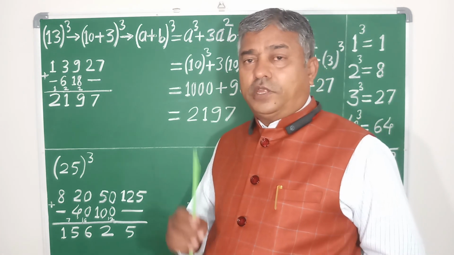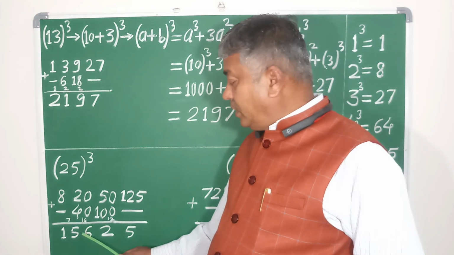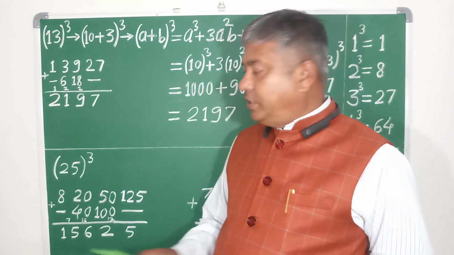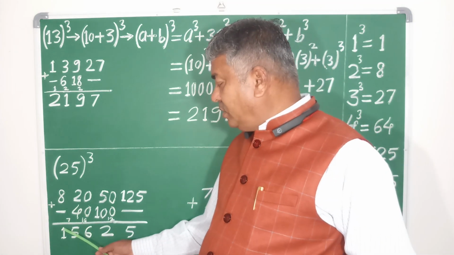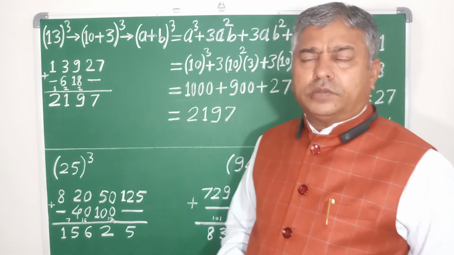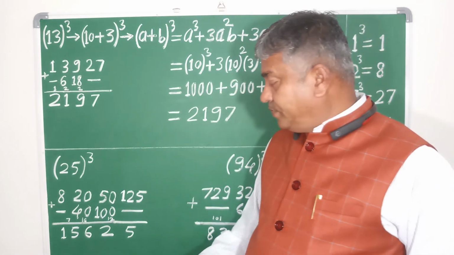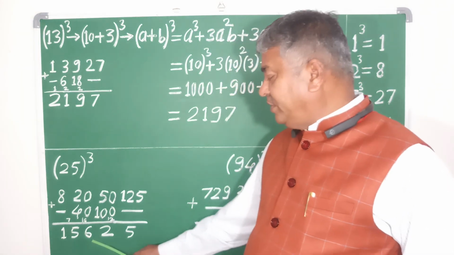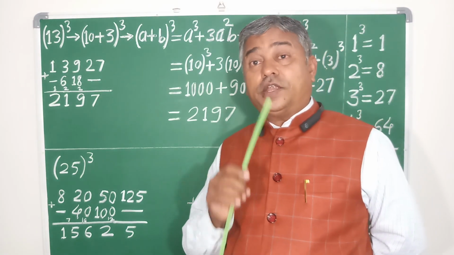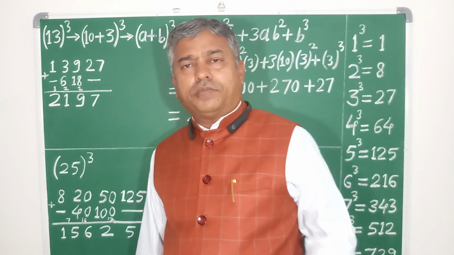Again here the last digit, that is 6, should be taken for the answer, and 7 should be taken to the next one, that is 8 plus 7, that is 15. Now we have the answer, means the cube of 25 is 15,625. 15,625 is the answer, that is the cube of 25.